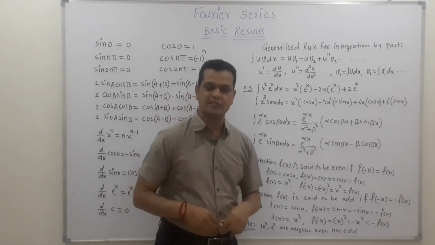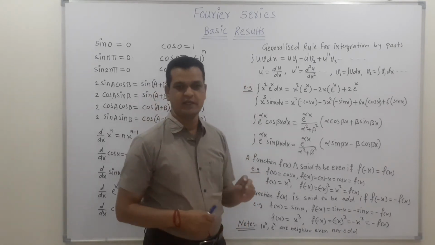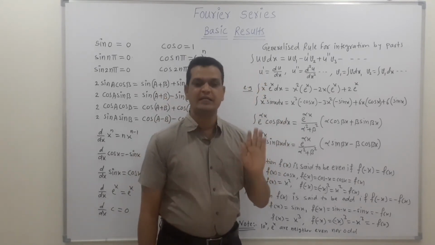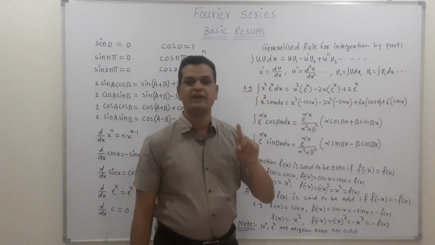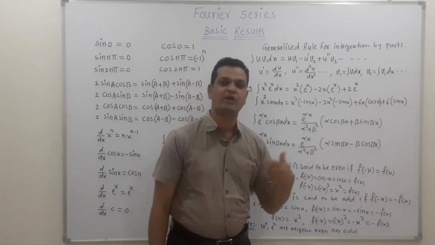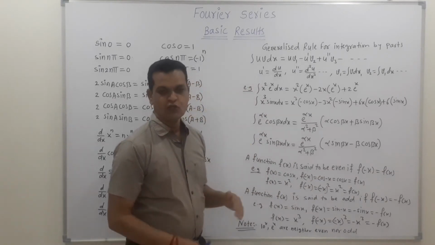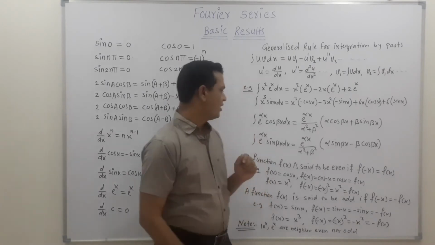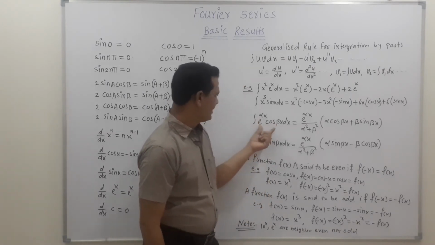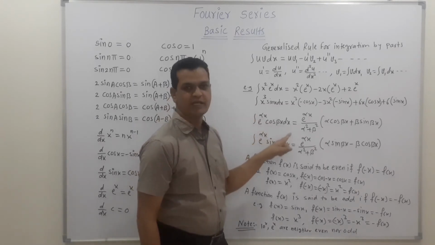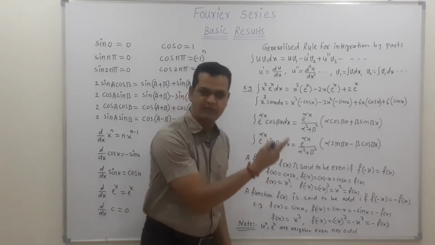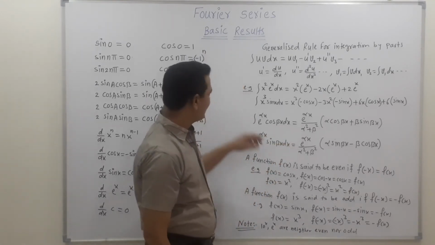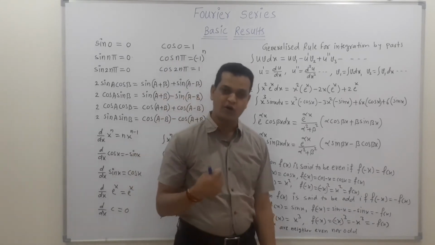Now there are some cases where this rule fails. Just now I mentioned that this rule is applicable only when the derivative of one of the two terms becomes 0 after a finite number of steps. But there are some cases where the derivative never becomes 0 after a finite number of steps, for example e raised to alpha x and sine of beta x. The derivative of e raised to x is never 0, and the derivative of sine of beta x never becomes 0 either after a finite number of steps. In that case, the general rule for integration by parts is not applicable.